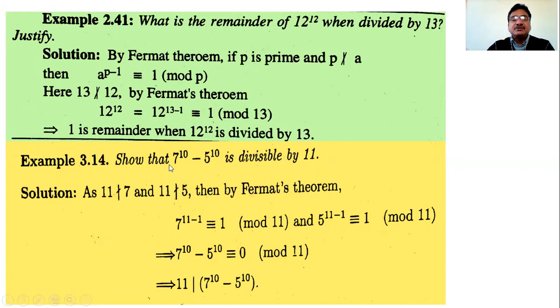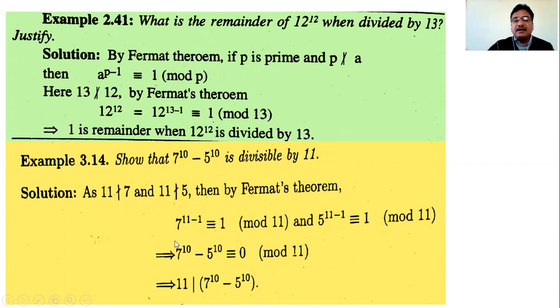So 11 does not divide 7, and 11 does not divide 5. By Fermat's theorem, 7 raised to 11 minus 1 is congruent to 1 modulo 11, and 5 raised to 11 minus 1 is congruent to 1 modulo 11. That is, 7 raised to 10 is congruent to 1 modulo 11, and 5 raised to 10 is congruent to 1 modulo 11.